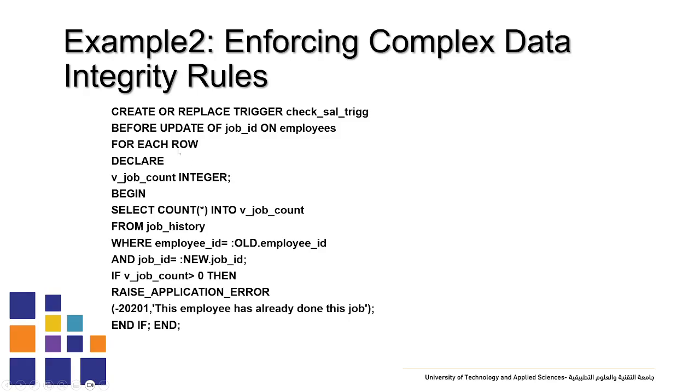Nevertheless, we also need to declare certain variables for the count of the integers or of the jobs. We are going to do that in the declaration part here, where local variables are declared and used within the trigger body. In this case, b_job_count is an integer, a variable that will store the count of the job history records of one of the employees and the new job ID.